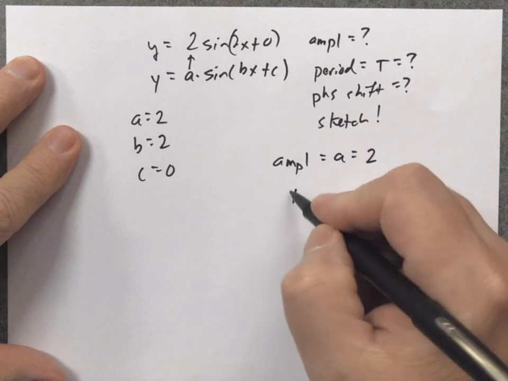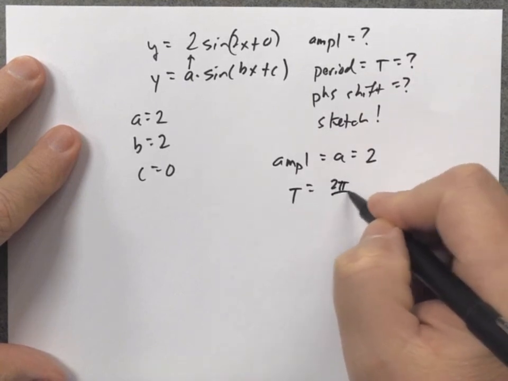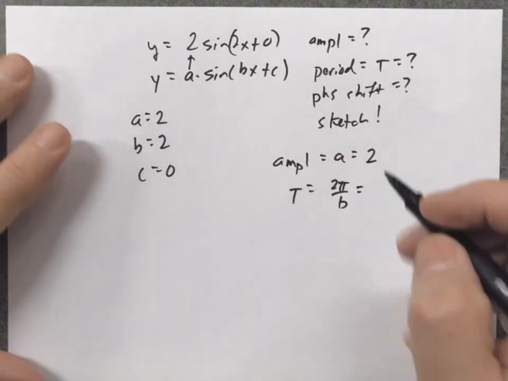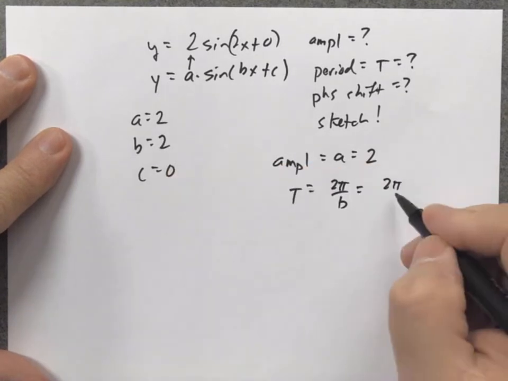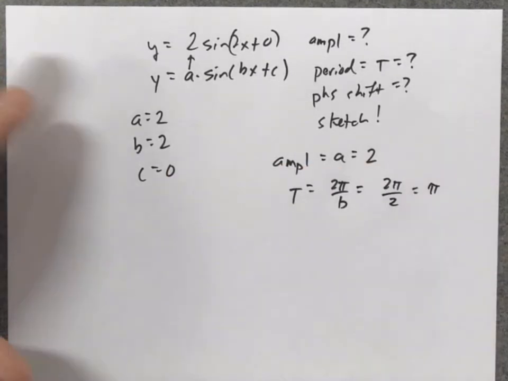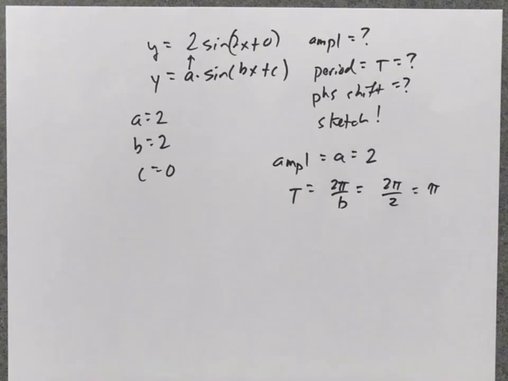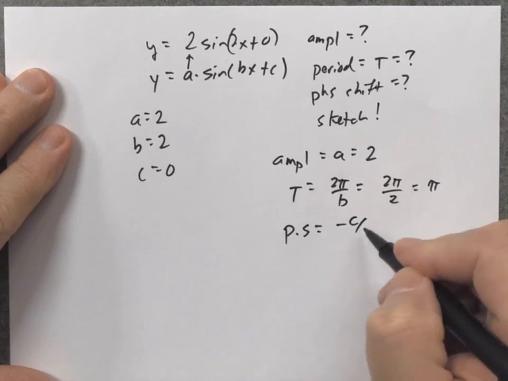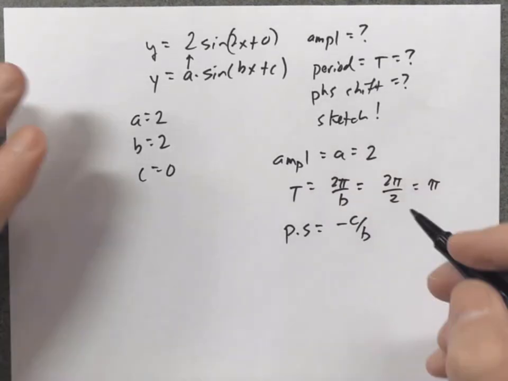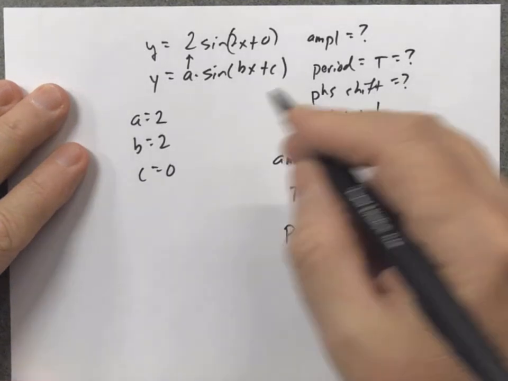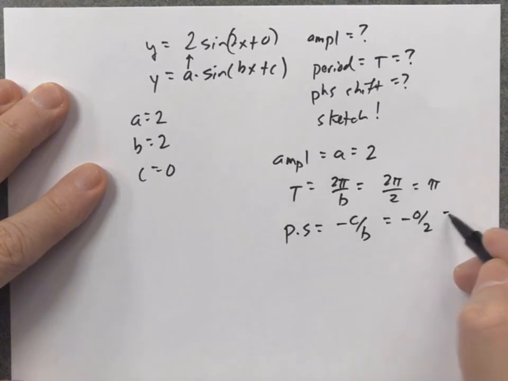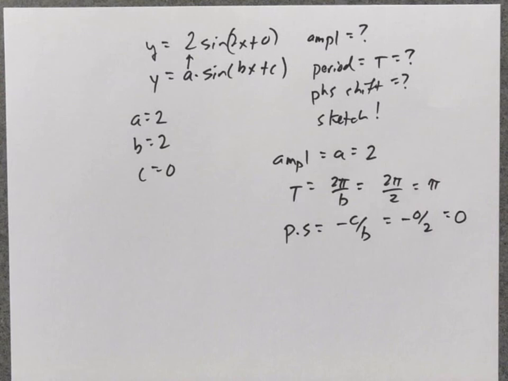The next thing we want is the period. Now here's this little formula you're going to have to memorize for the test. You'll not be given this little formula. The period is 2 pi over b. So 2 pi, and since b is 2, the period is going to be pi. And then the phase shift, here's another equation you have to memorize: negative c over b. So negative, now c is 0, b is 2, 0 over 2 is 0. So for this problem, there is no phase shift, which makes it a little bit easier.